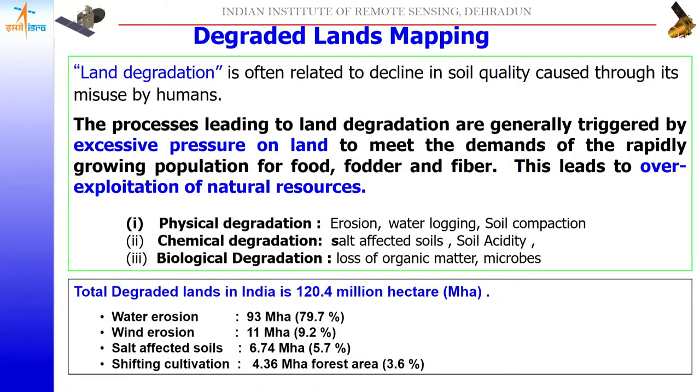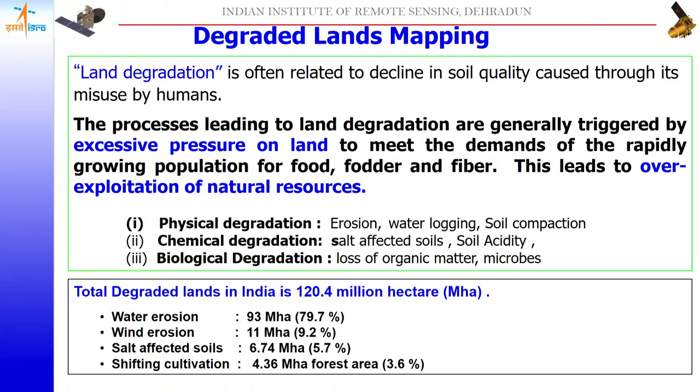Another field is degraded land mapping. What do we mean by degraded lands? I have discussed soil mapping, I have discussed the use of soil map for land evaluation, and I have also discussed digital soil mapping a little bit.